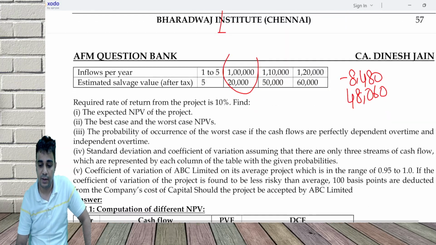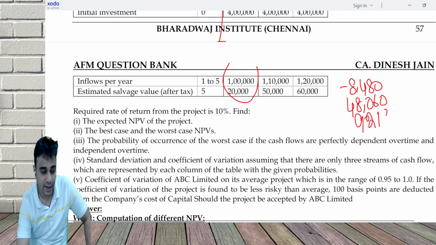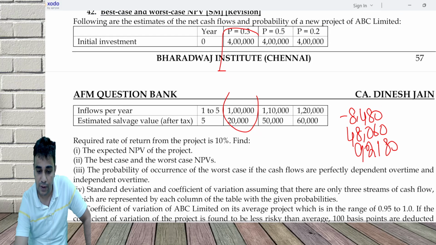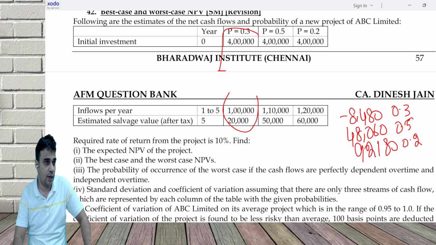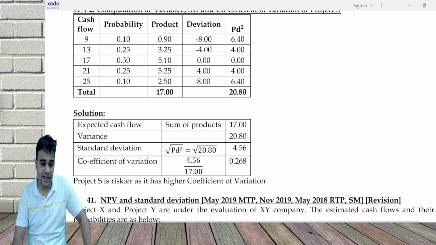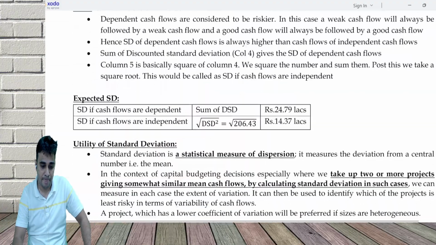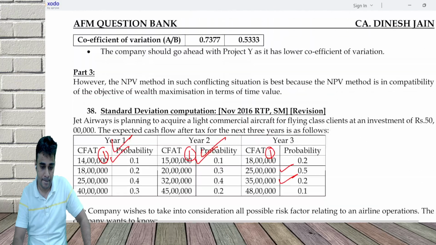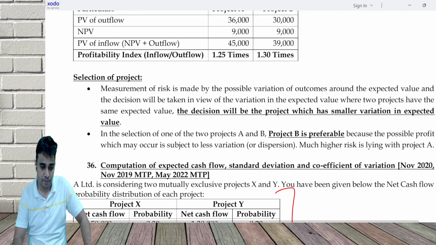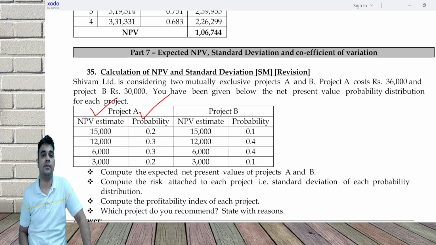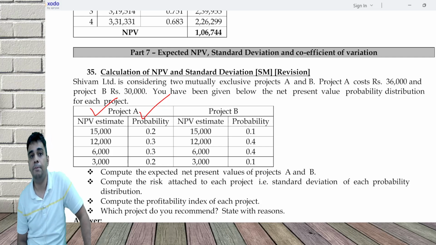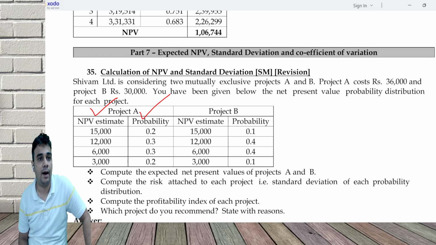Third one is 92,180. The probability for the first one is 0.3, 0.5, 0.2. Now, the moment you get to this stage, it is exactly this problem where NPV and probability are given. It becomes this problem where NPV and probability are given.